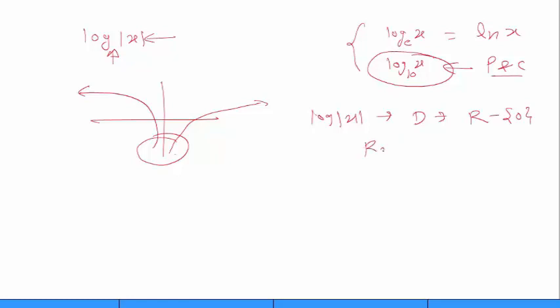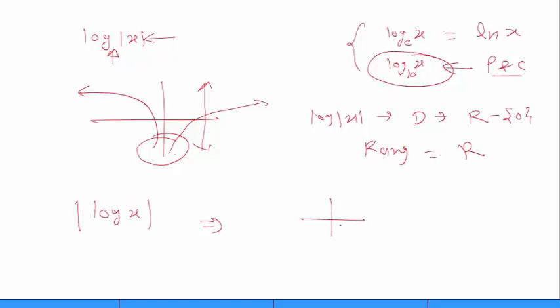Okay. Now what's the range? Range is again the same. Goes from where to where, y values. So it is any real number. Got it? Okay. Let's just proceed further. Now let's just take one more example here. If I say I want to plot the graph of modulus of log x, what will be its graph?